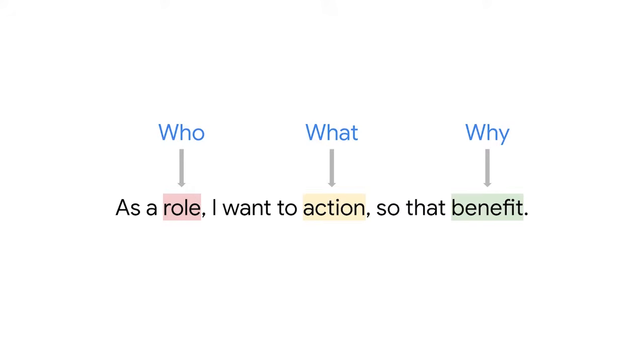You might remember our handy user story formula. Here it is. As a [role], I want to [action] so that [benefit]. In this formula, the role represents who, the action represents what, and the benefit represents why. And if we put those pieces together, our user story starts to take shape.